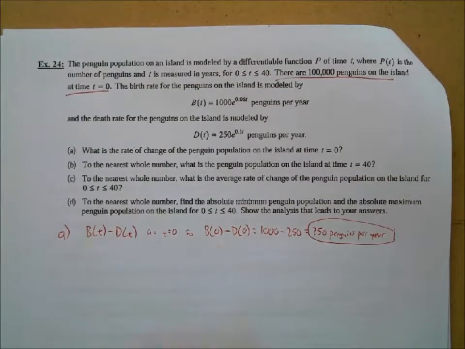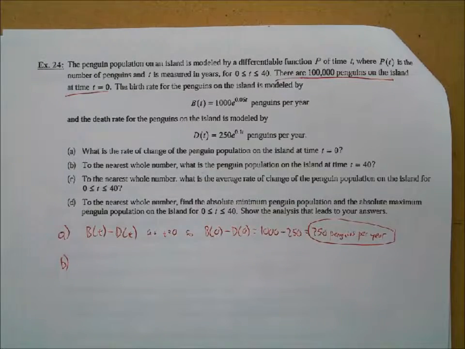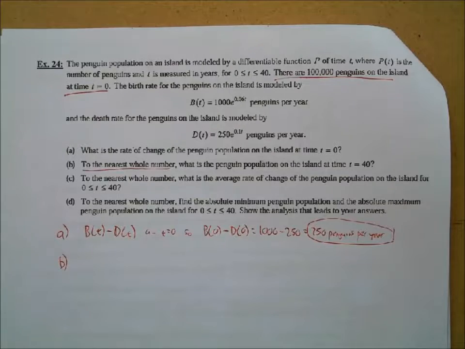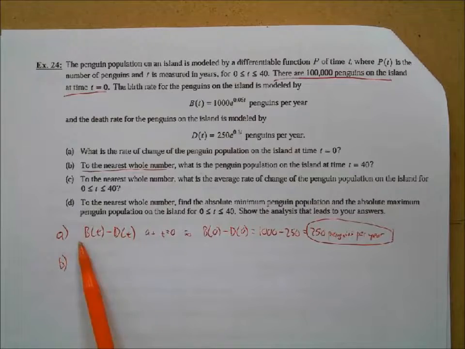Letter B. To the nearest whole number, so we are going to be rounding here. What is the penguin population on the island at time t equals 40? So we want to know the actual population. Here we have a representation of the rate of change of the population on the island. So how can we come up with the actual quantity for the population? What should we do with this?